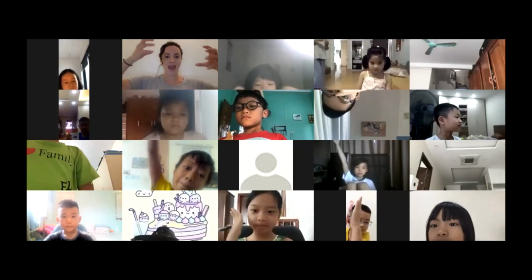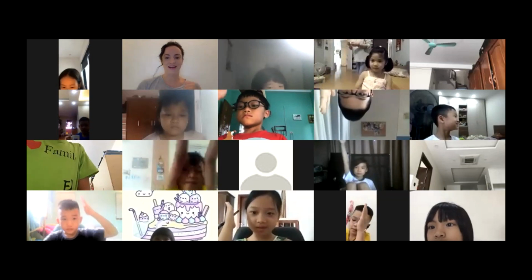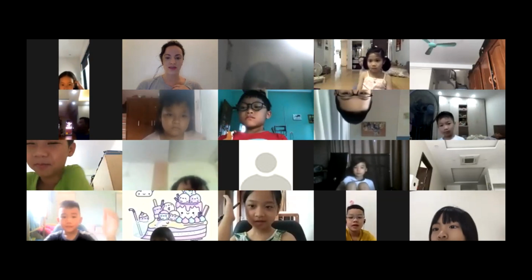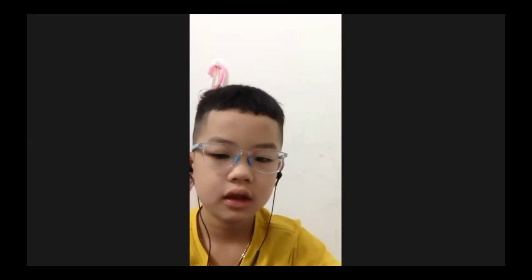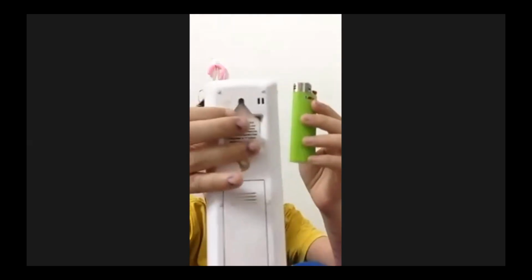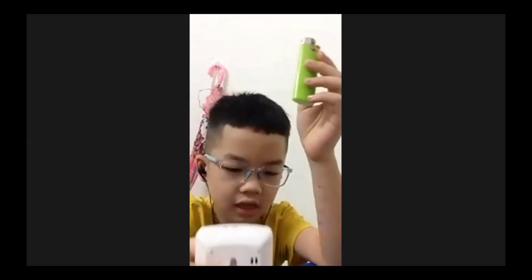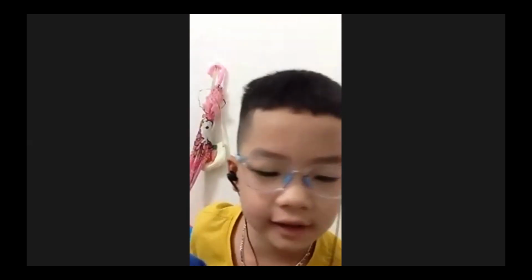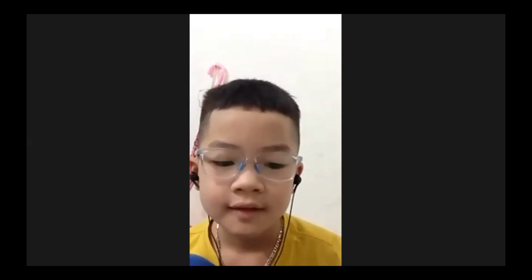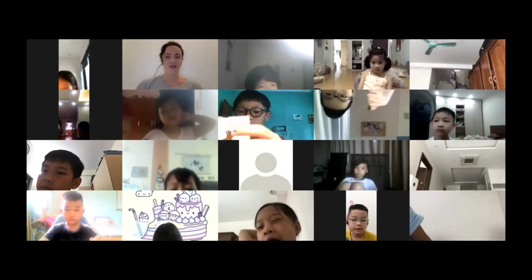Who wants to compare their 2 pieces of matter? Let's have Ben 10. Go ahead and hold your 2 pieces of matter up and unmute yourself. All right. And go ahead and pretend you're a balance. Which one has more mass? Nice. The electric one has more mass. Very good. The lighter has less mass. Excellent job, Ben 10.